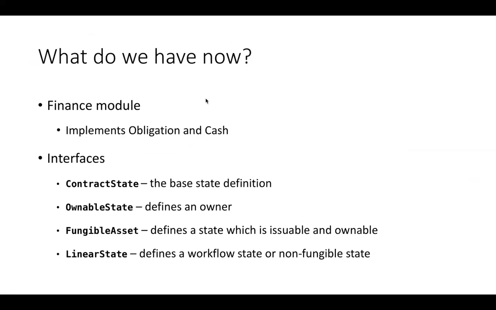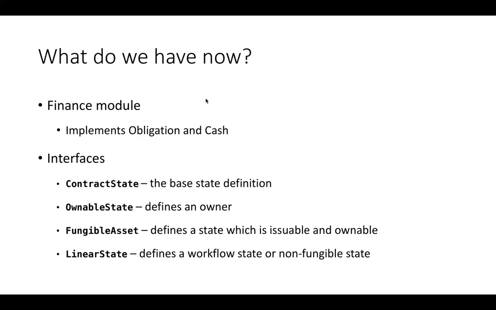And then the interfaces that we have defined in the core platform, some of you may have come across these before, but for those that haven't, contract state is the base interface for any state object on Corda, and it just makes you implement a list of parties that should be notified of updates about this particular state object. Then you've got something that's ownable that makes you define an owner. Though ownable state isn't applicable all the time, I think. But then we have this fungible asset state, which makes you define something that is ownable and has an issuer, and it's an amount of something. And a cash contract implements this interface.